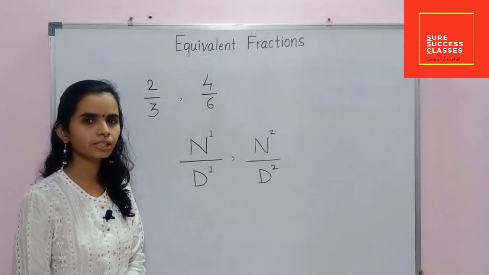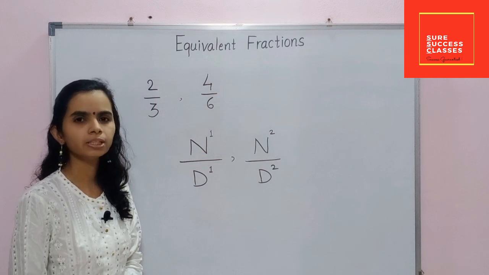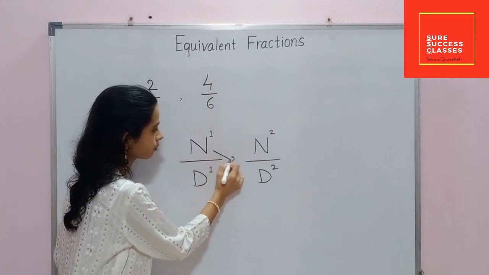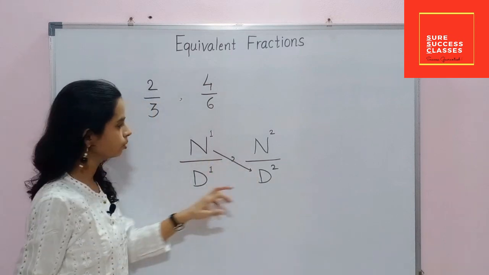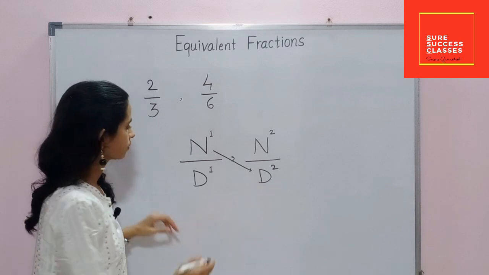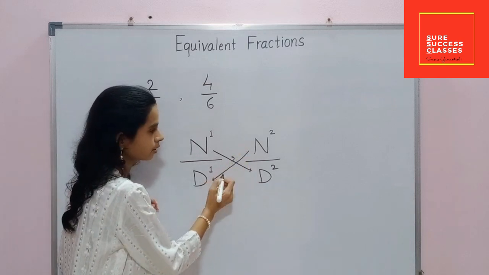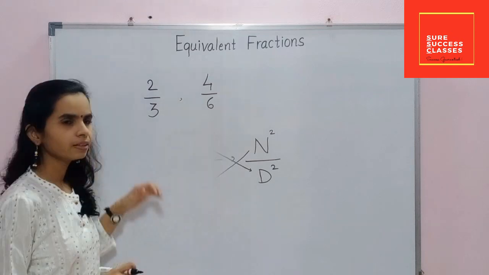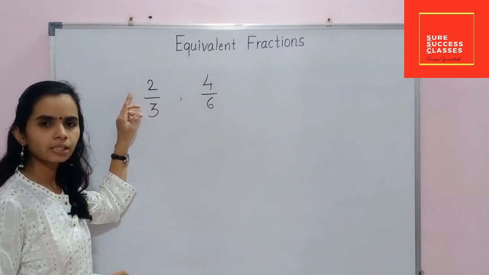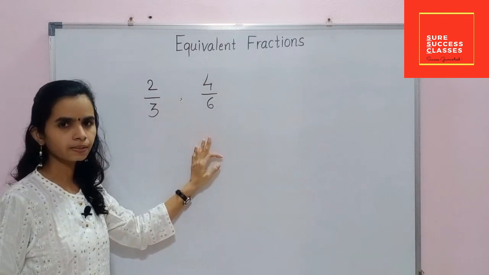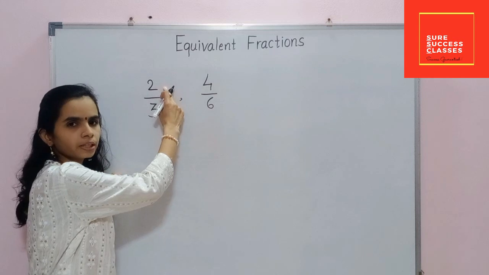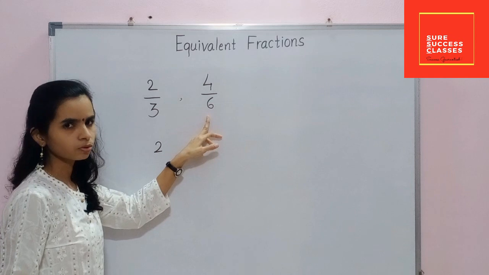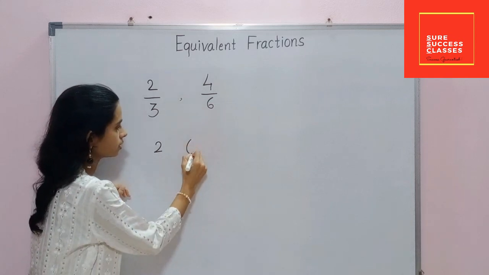If two fractions are given and we have to find out whether they are equivalent or not, at that time we will cross multiply the numerator of the first fraction with the denominator of the second fraction, and the numerator of the second fraction with the denominator of the first fraction. We will see this through an example. Here the given fractions are 2 by 3 and 4 by 6, and the numerator of the first fraction is 2 and the denominator of the second fraction is 6.